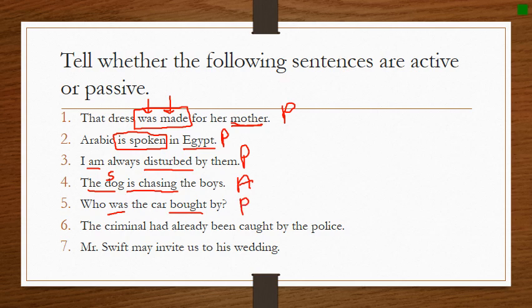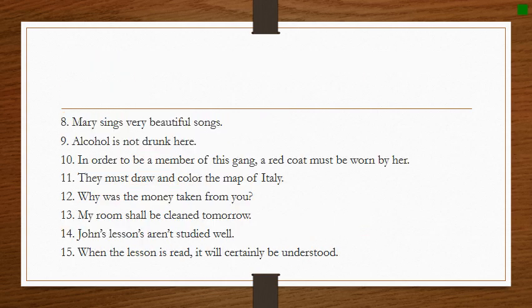The criminal had already been caught by the police. Okay, had been caught, passive voice. And the police is our subject. It's at the end, so obviously it's in the passive. Mr. Swift may invite us. Is there a verb be here? Is there a past participle with verb be? No, so it's in the active voice. Okay? We will do those during the Zoom live session.